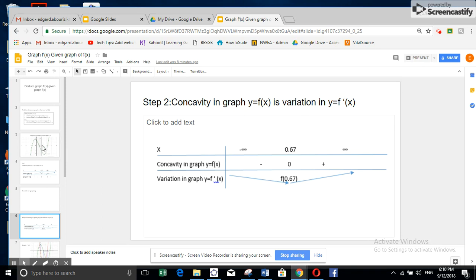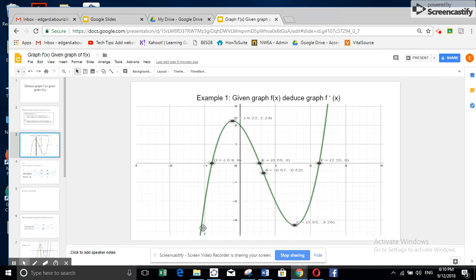The second step: the concavity is variation. So let us go back to the curve. In concavity here, as you can see, we have negative, then positive, and I have an inflection point at the point A, at 0.67. So the table will be minus, then at x equal 0.67 it is 0, then positive. This is the concavity. I'm going to repeat it: negative concavity, 0.67 inflection point, which is 0, then positive.